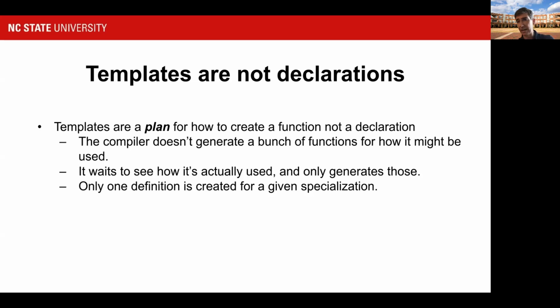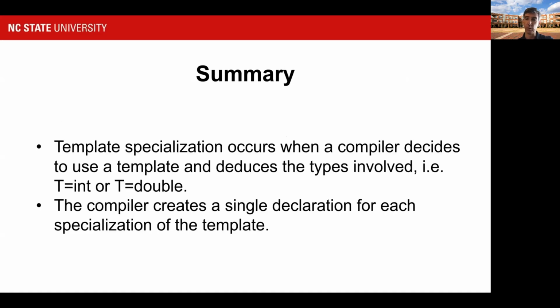But if we then added another place in our code that called max on characters, we would create yet a third version of our code to work on characters. But we wouldn't make that character version until we saw a call somewhere in the program requesting it. The templates don't just generate everything you can in advance. It's very lazy, and the compiler only uses the template when it needs to use the template to generate some code.